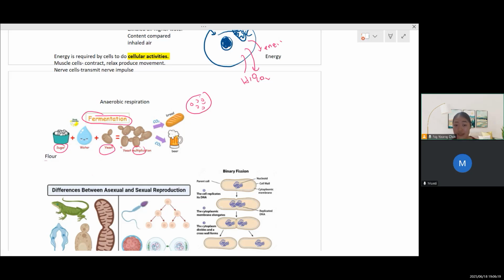Throughout this process, you will be releasing carbon dioxide, which is a byproduct released through this fermentation from this anaerobic respiration. The carbon dioxide is very useful for the bread making process, because it helps to raise the dough to a higher level. I think you observed the bread making process. Initially they will make a small dough. After maybe a few hours, the dough will increase in level, become like this.